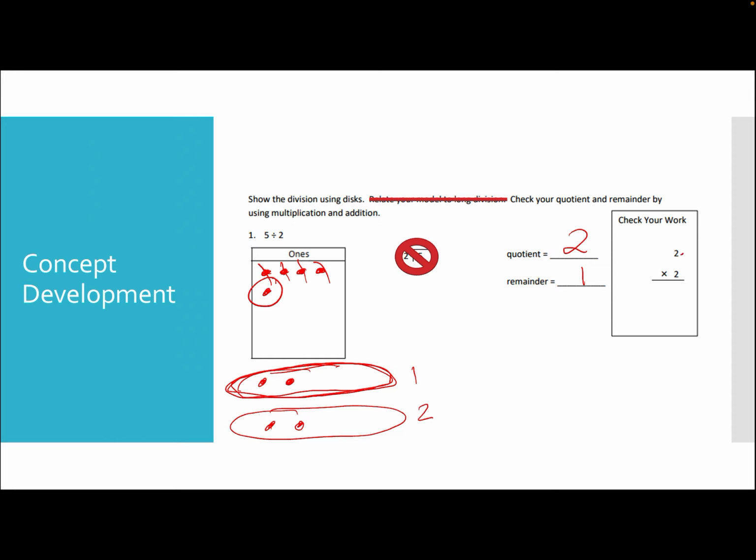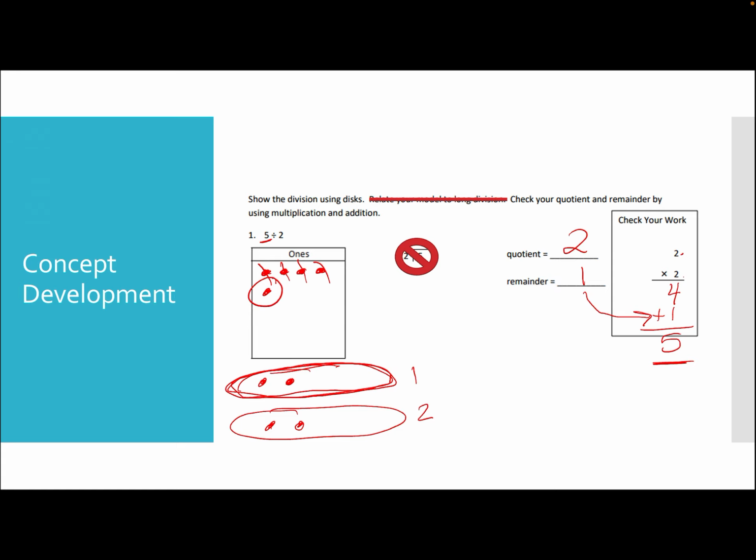Now over here, we're going to check our work. We're going to take our quotient of 2 and multiply it by our divisor, which was 2, and we're going to get 4. But 4 and 5 aren't the same thing. So what are we missing? We're missing our remainder. You have to add your remainder back in to see if you're going to get back to your original number. And it does. 5 here and 5 here.